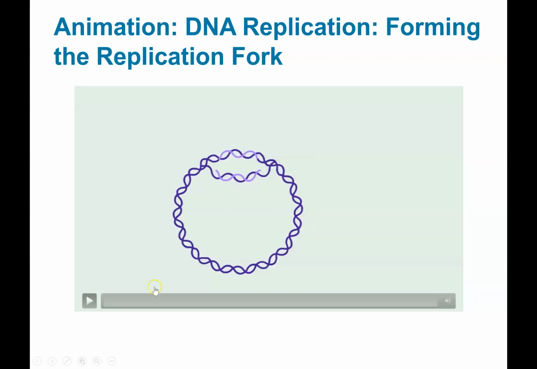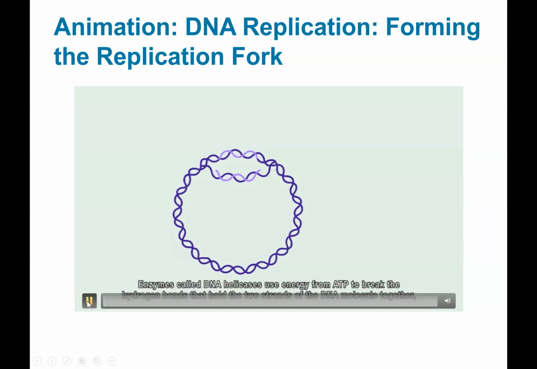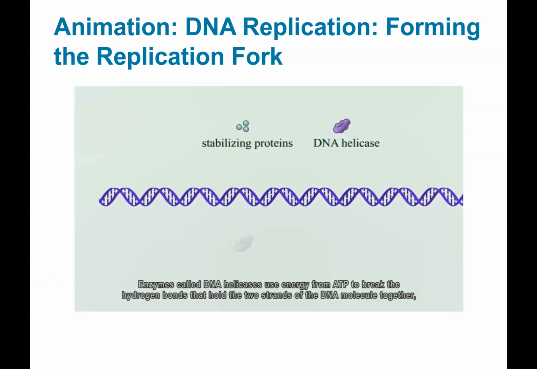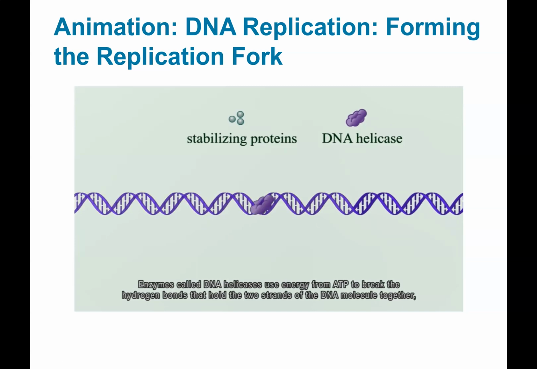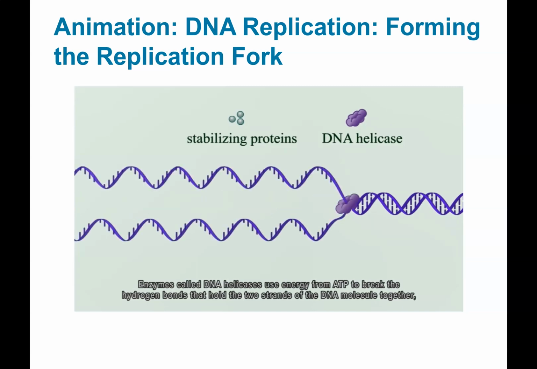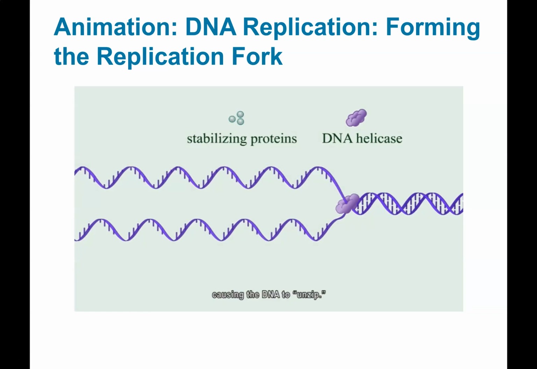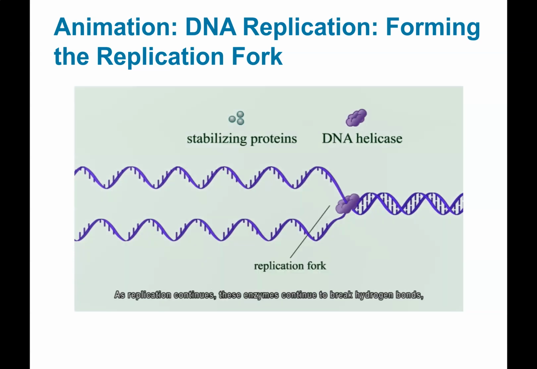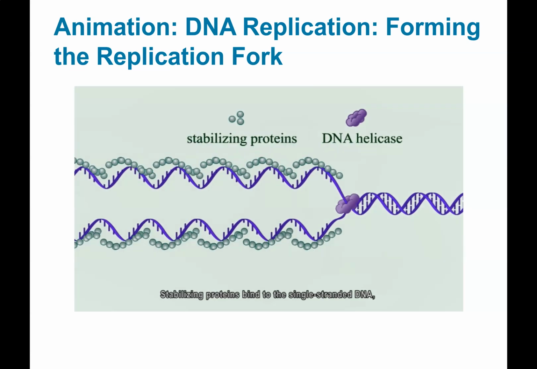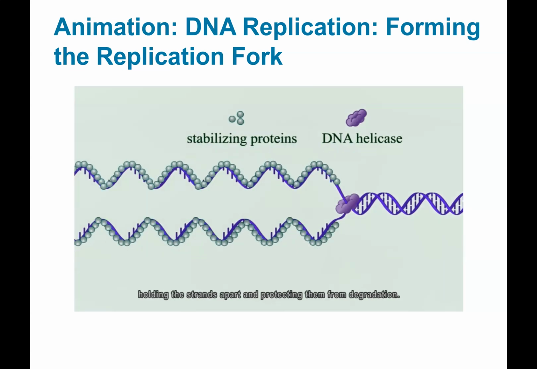Okay, that was short and sweet, but here's one that's going to be a little more detailed. Enzymes called DNA helicases use energy from ATP to break the hydrogen bonds that hold the 2 strands of the DNA molecule together, causing the DNA to unzip. The site where DNA helicase unzips the DNA is called the replication fork. As replication continues, these enzymes continue to break hydrogen bonds, and the replication fork moves ahead of the newly synthesized DNA. Stabilizing proteins bind to the single-stranded DNA, holding the strands apart and protecting them from degradation.